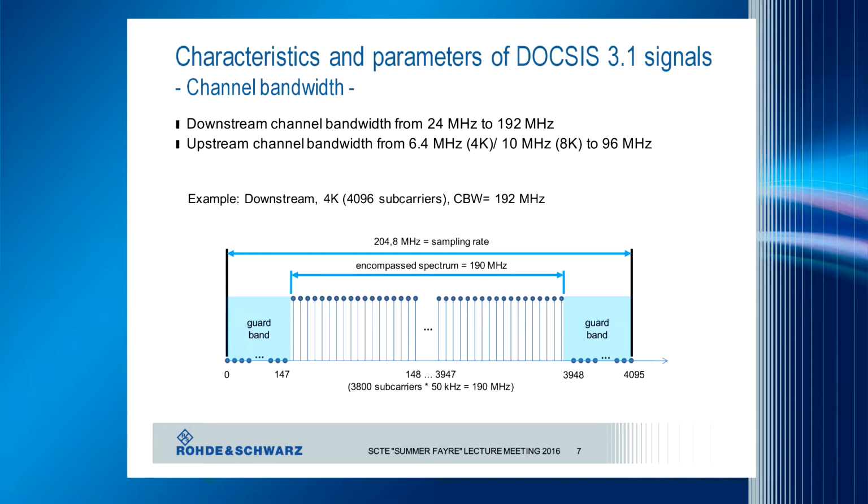That means if you place another DOCSIS 3.1 channel on top or on the lower end, at a distance of 192 megahertz, you will always have a gap of 2 megahertz, which is the minimum defined in the standard, to be sure that the channels don't interfere with each other.